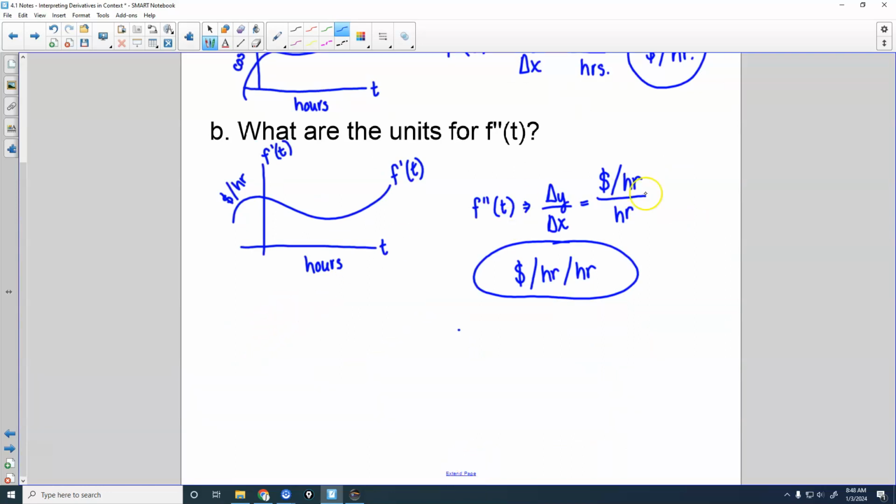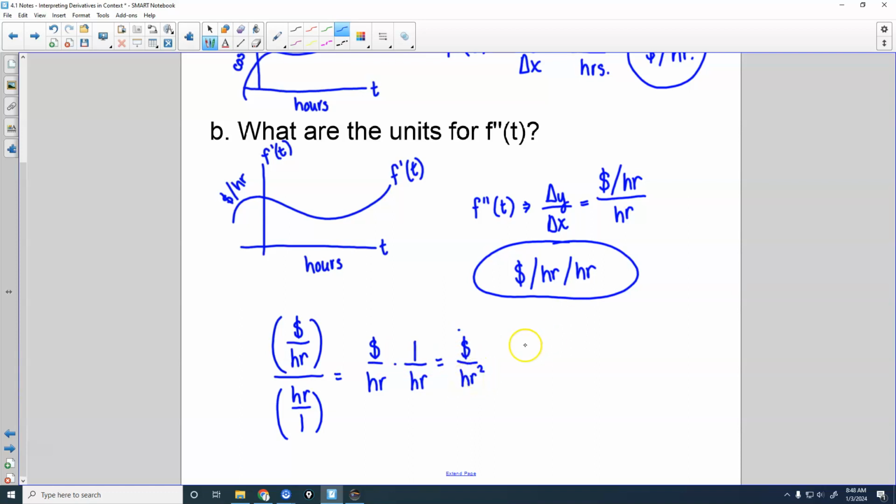Another way that this can be done, so what I've got is dollars per hour divided by hours, which, if I make this a fraction, dividing fractions is easy as pie. I'm going to flip the second and multiply. Oh, wait, I flipped it. And so when I do that, I will get dollars per hour squared. So you could write it dollars per hour squared. This would also be okay.